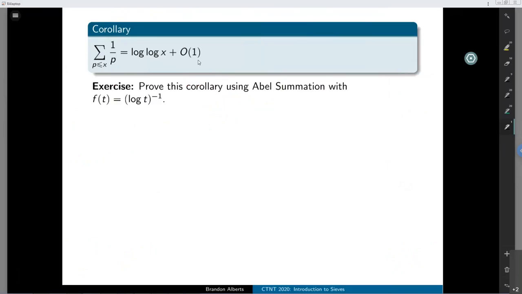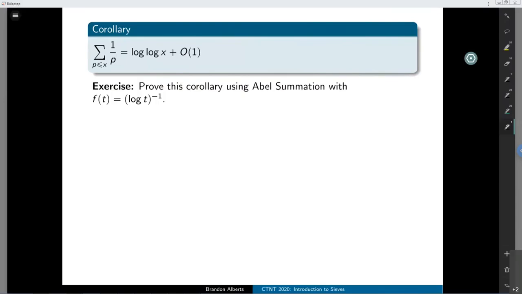So this I'm going to leave as an exercise to you. The proof uses Abel summation, but it's all about prime numbers now. It's a sum over primes and not a sum over integers. And so this will help you get a little bit more comfortable with the results that we've already proved in this lecture. Now we're going to use this corollary a few times for the later sieves that we're going to talk about. And with the exercise, I've even told you how to get started with Abel summation.